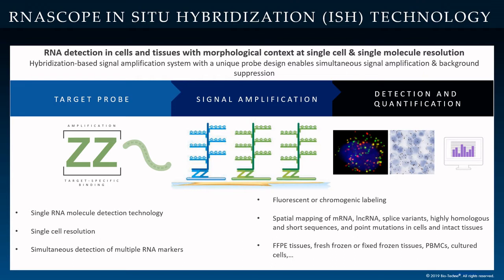Now, the technology consists of three parts. It consists of the unique target probe, which ACD will design against your gene of interest. It also consists of a signal amplification system that generates a high signal-to-noise ratio. And lastly, your data can be visualized as single RNA molecules or dots. This assay allows for spatial mapping of various types of RNAs, such as mRNAs, lncRNAs, splice variants, highly homologous sequences, short sequences, and point mutations. And you can do this in both cells as well as intact tissues.